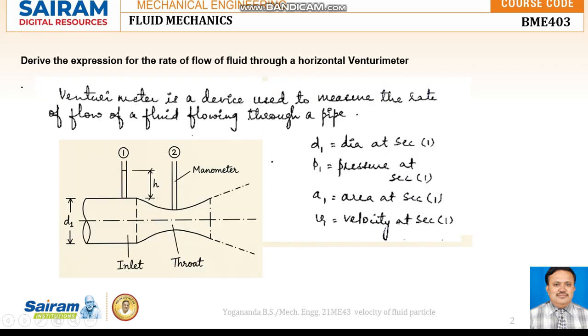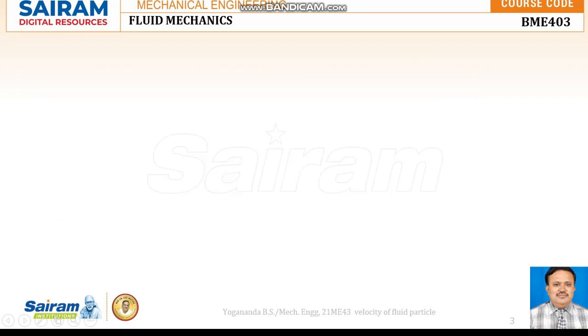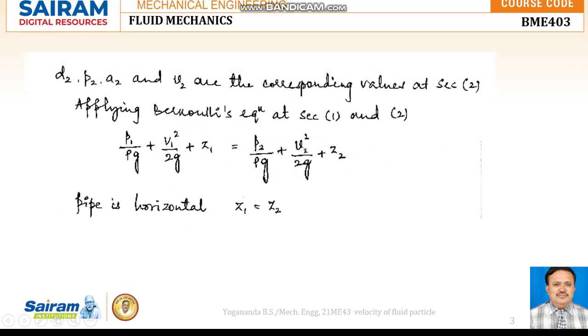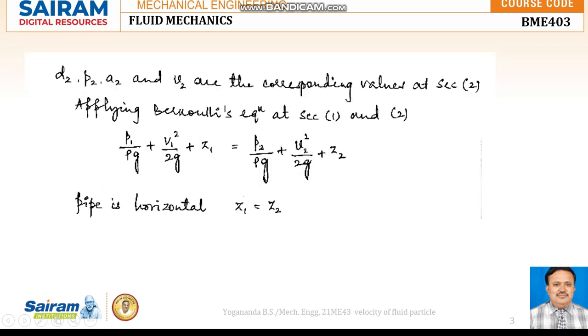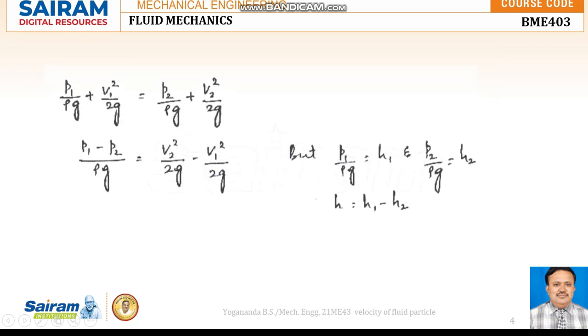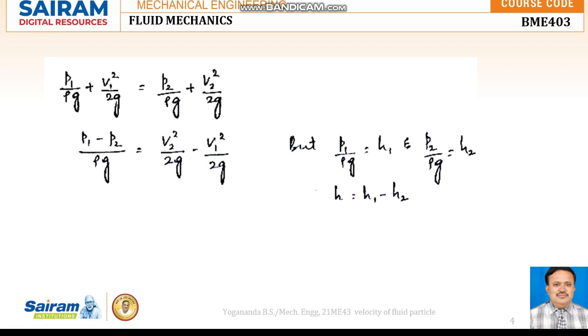That means if we take earth as the datum line, the height of the pipe from the datum, that is from the earth, at both sections 1 and 2 is the same. So we have Z1 is equal to Z2, and Z1 and Z2 get cancelled on both sides. So we have P1 by rho g plus V1 square by 2g on the left hand side. Similarly, we have pressure head and velocity head on the right hand side.